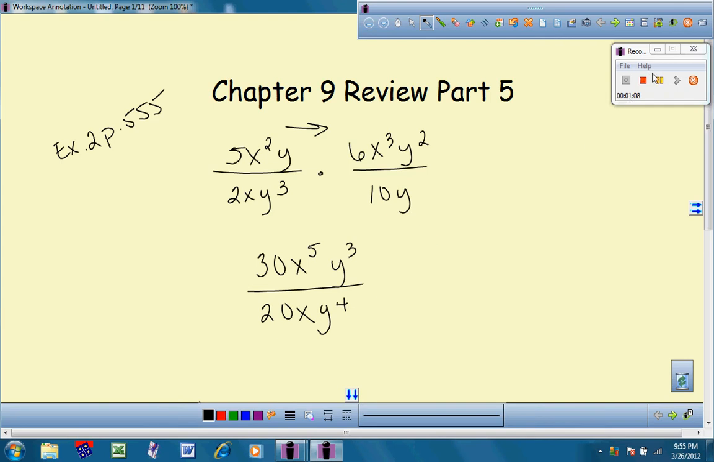4th. And now what you're going to do is start simplifying the fractions. First we're going to simplify 30 over 20, which is the same as 3 over 2. Simplify x to the 5th divided by x, and that is going to give you x to the 4th.